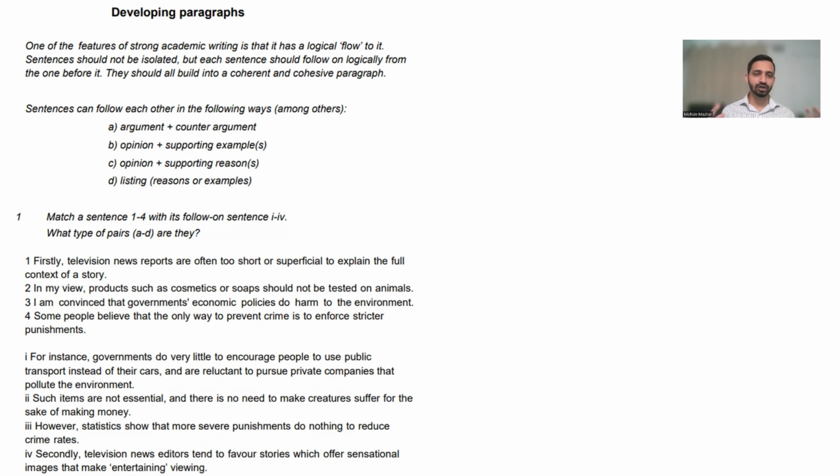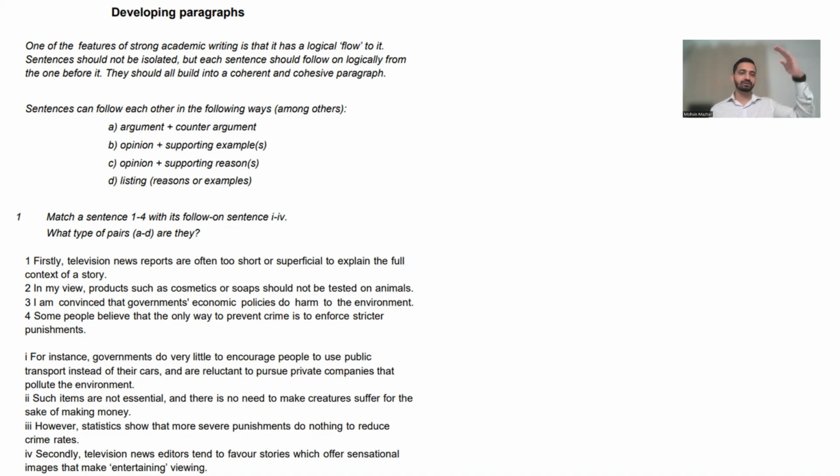Sentences should not be isolated, but each sentence should flow on logically from the one before it, right? They should all build into a coherent and cohesive paragraph, okay? So in the paragraph, sentence 1, sentence 2, sentence 3, sentence 4, all should be linked cohesively and coherently. Sentences can follow each other in the following ways, among others.